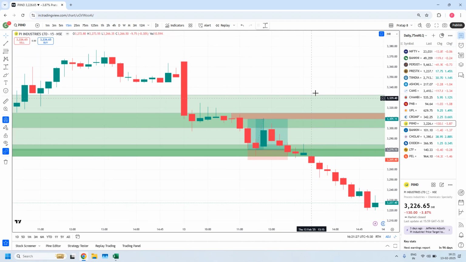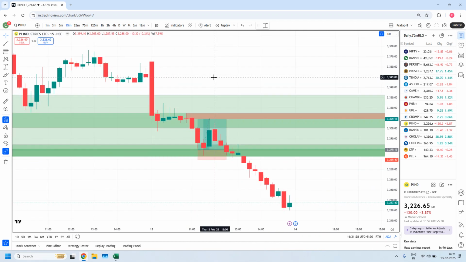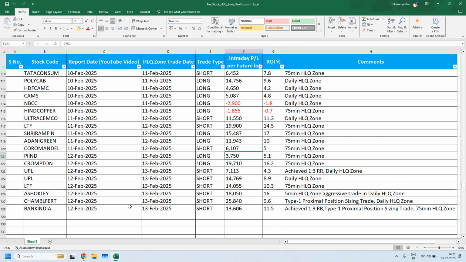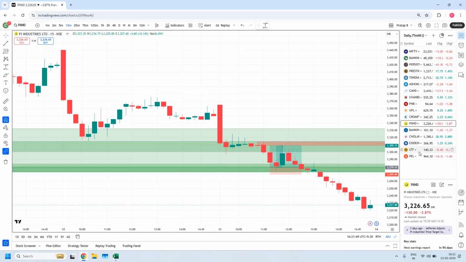Okay, this is about PI Industries. We got two more LTF zone trades. And one more trade is... we got two trades, I think. What is that? UPL. Yeah, UPL gave two trades.